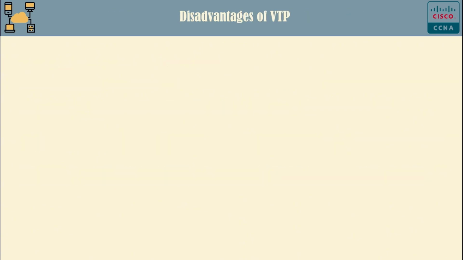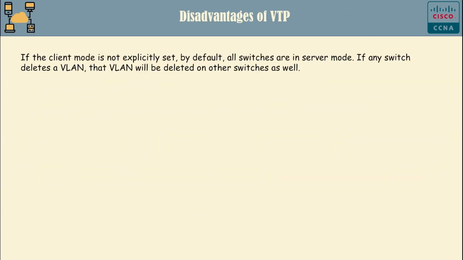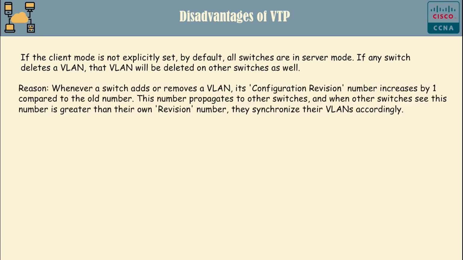Regarding disadvantages of VTP, if the client mode is not explicitly set, by default, all switches are in server mode. If any switch deletes a VLAN, that VLAN will be deleted on other switches as well. Reason: whenever a switch adds or removes a VLAN, its configuration revision number increases by 1 compared to the old number. This number propagates to other switches, and when other switches see this number is greater than their own revision number, they synchronize their VLANs accordingly.